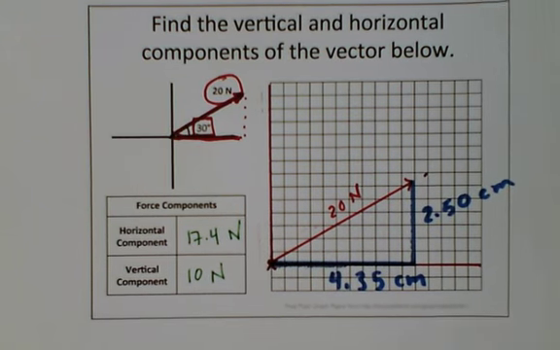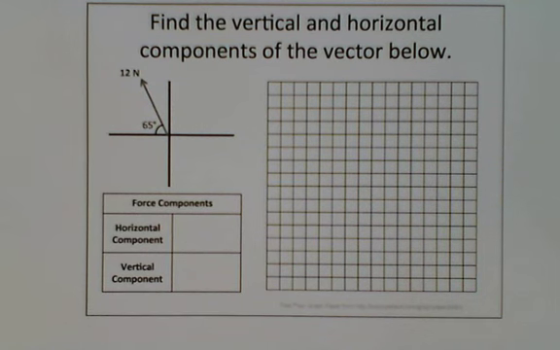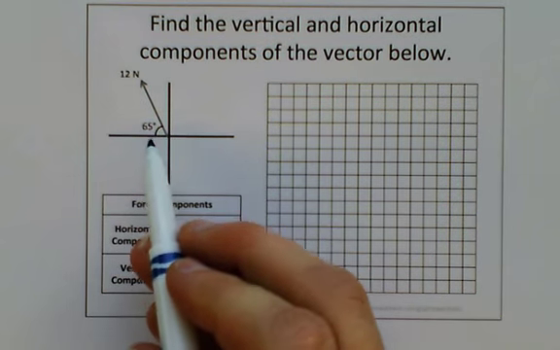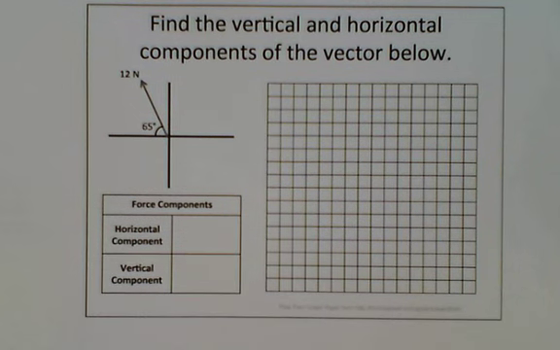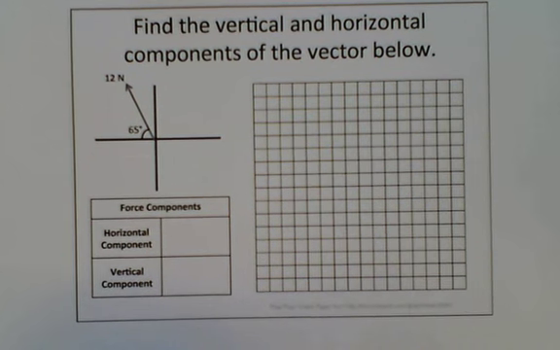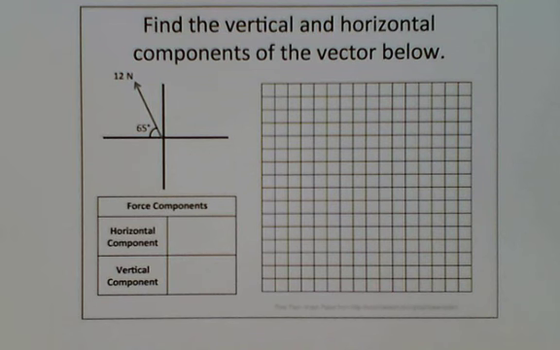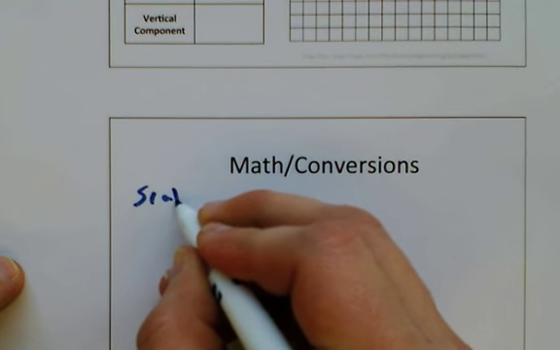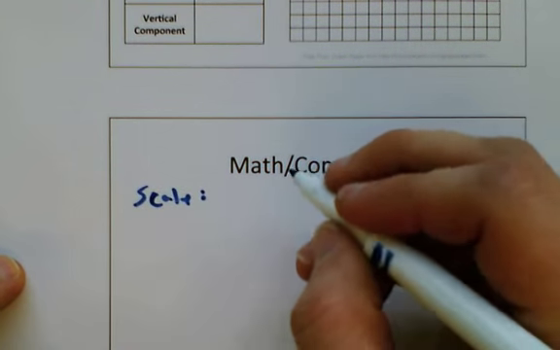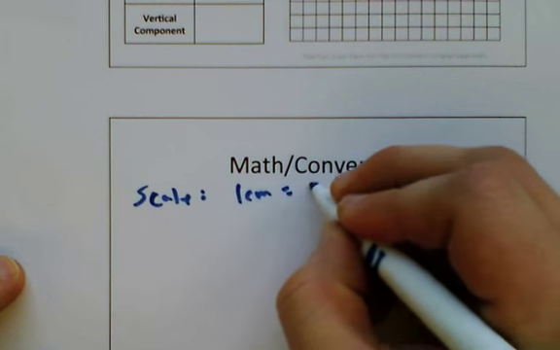Now we can move on to the next problem. In the next problem, we have a 12 Newton force that's acting at 65 degrees from the horizontal, but to the left. So again, we want to find the vertical and horizontal components of this force. We're going to start by choosing our scale. In this case, I chose a scale of 1 centimeter equals 5 newtons.